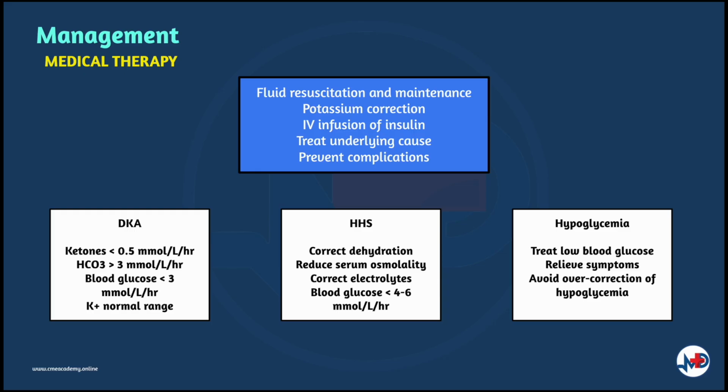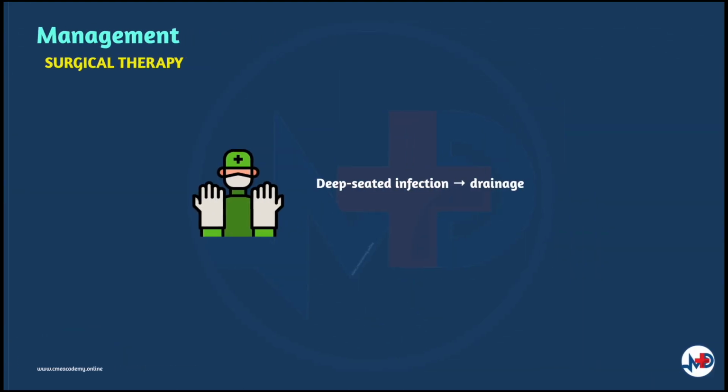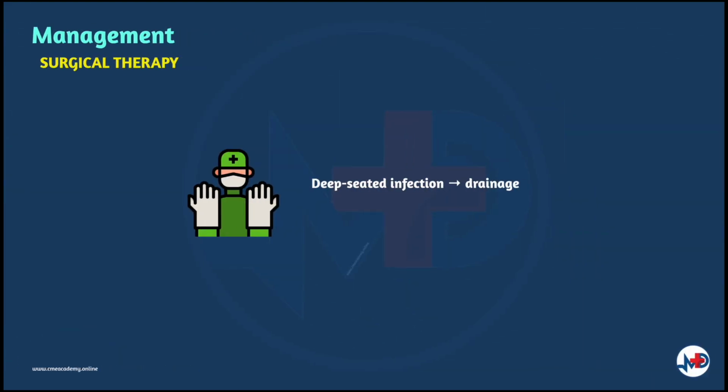And next, for HHS, you will need to gradually and safely correct the dehydration. The serum osmolality needs to also be reduced, and any electrolyte imbalance should be corrected. You will also need to control the hyperglycemia, aiming for a reduction of blood glucose by 4 to 6 millimoles per liter per hour. In the case of surgical therapy, this only would be necessary if there is deep-seated infection with collection amenable to drainage.